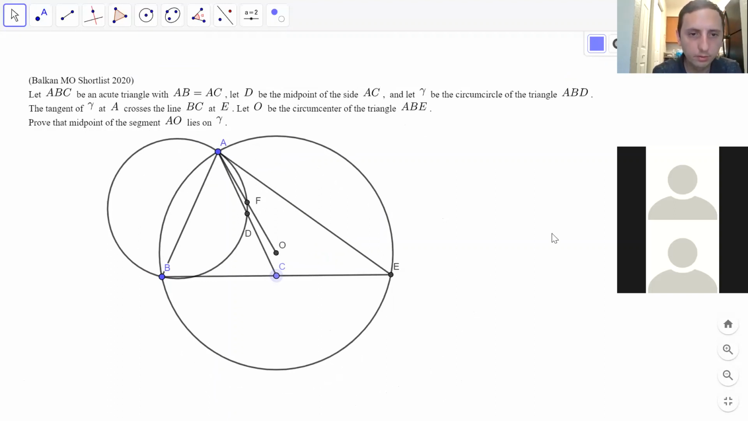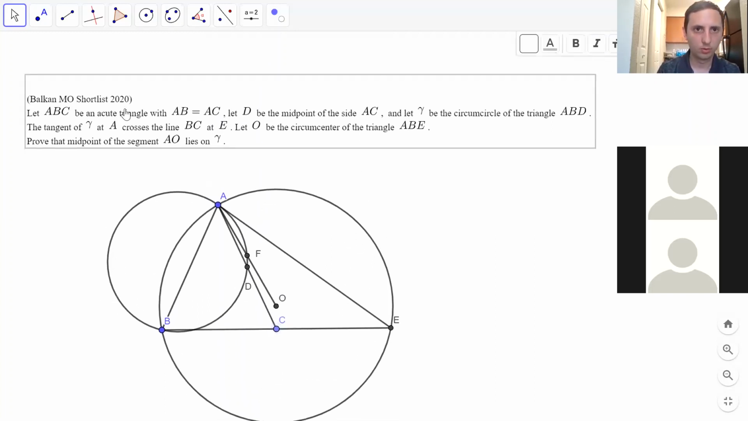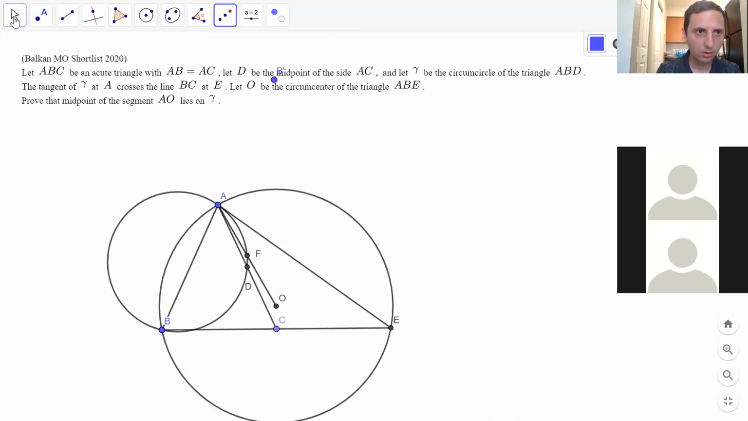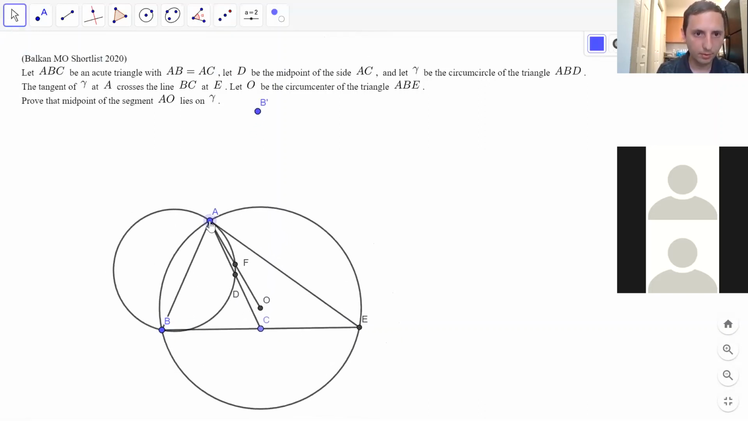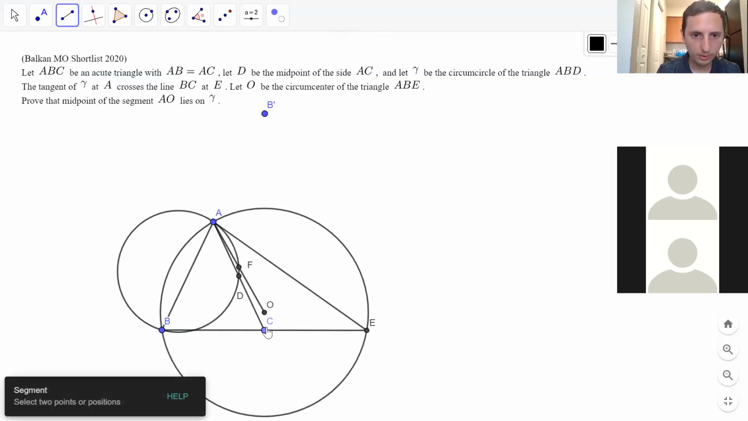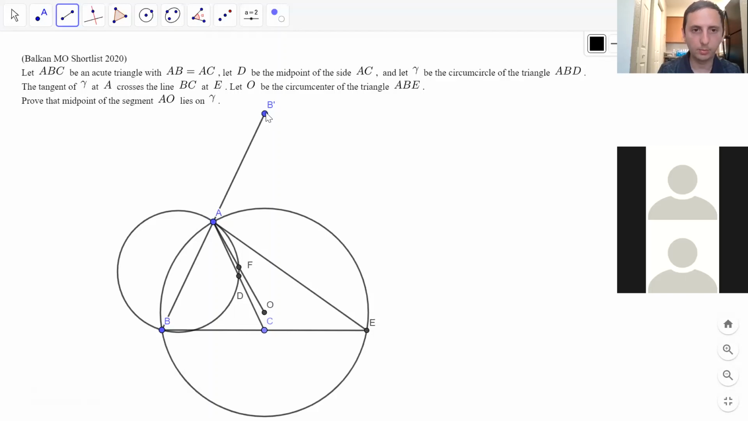We use power of a point. We want to show that BC is equal to CE. We know that AB is equal to AC. Sometimes it might help. What if I reflected B about A? Let me do that. I'm going to reflect B about A, point B prime. I want to show that BC equals CE, but I know that BA is equal to AB prime. So I want to show that B prime E is parallel to AC.